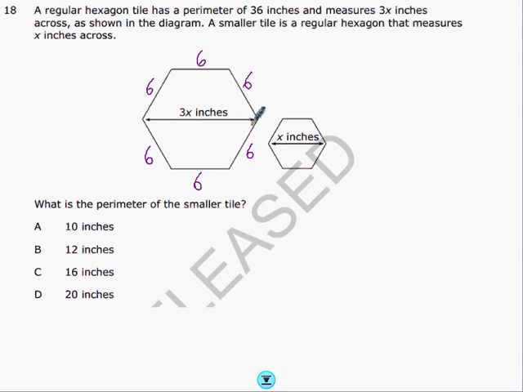If this is 3x and this is x, that means every linear measure over here is 3 times longer than every linear measure over here. And therefore, if this is 6, this has to be 2. It's kind of a scale factor thing. The scale factor is 1/3. 1/3 of 6 is 2. So what's the perimeter? Oh, it's 6 times 2, which is 12.